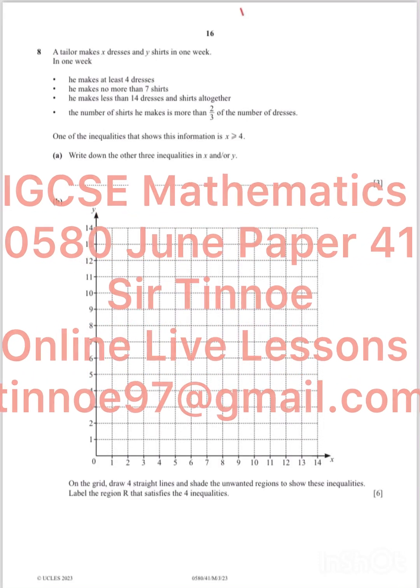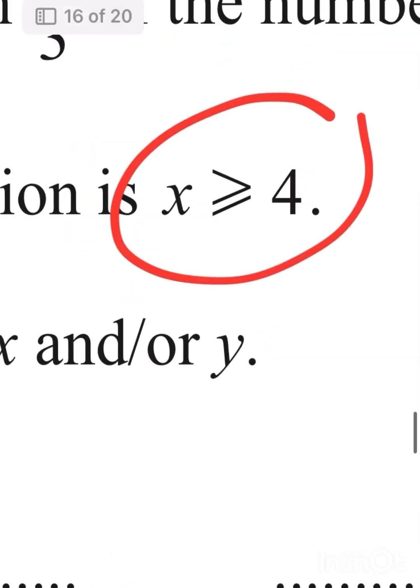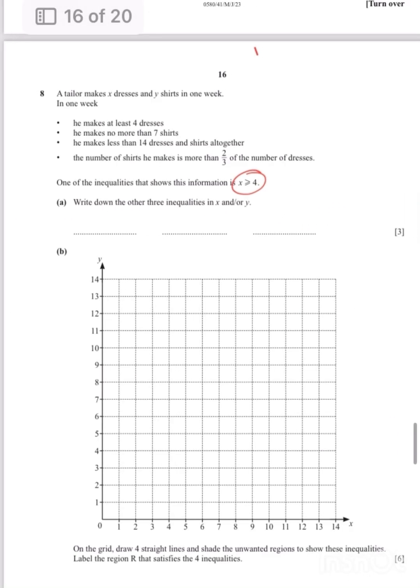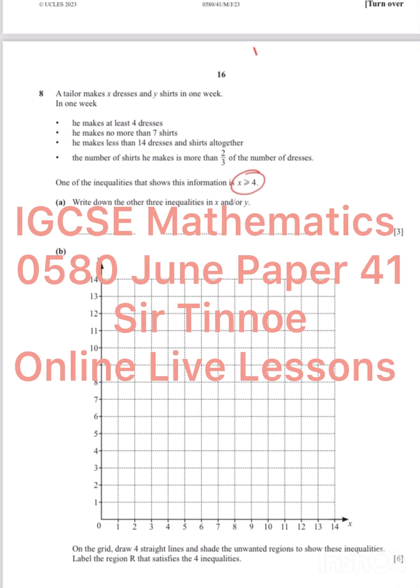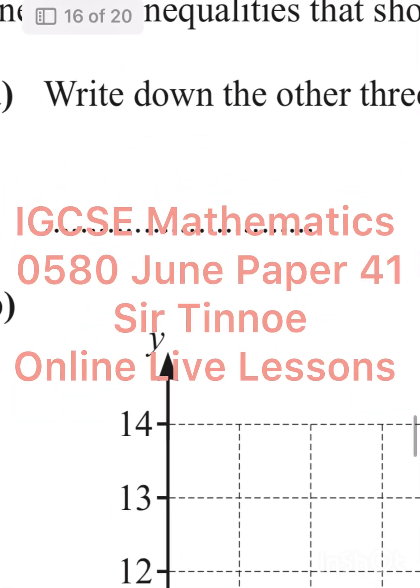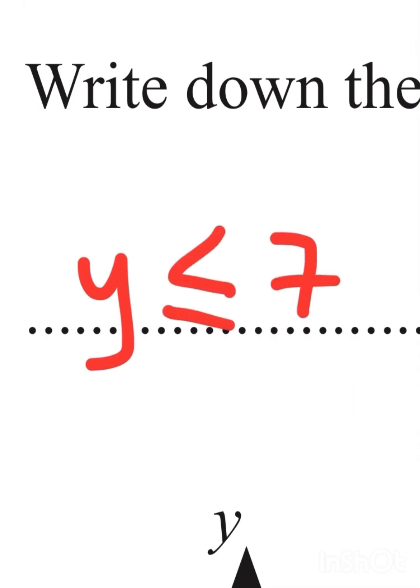A tailor makes X dresses and Y shirts in 1 week. He makes at least 4 dresses, so that is represented by this inequality. He makes at least 4 dresses. He makes no more than 7 shirts. He makes no more than 7 shirts, so this means that Y is less or equals to 7.